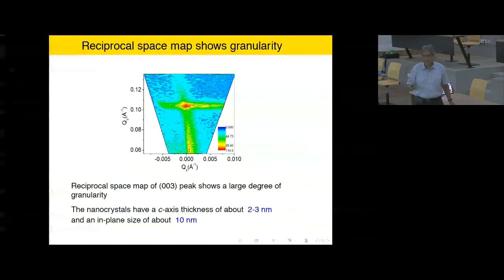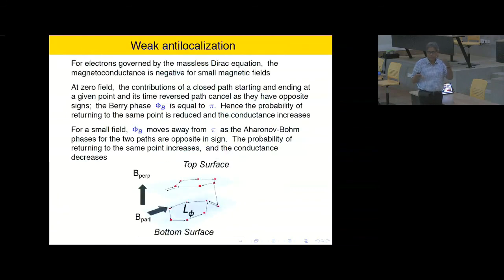Now, the main observations are about the magnetoconductance of this system. To appreciate that, particularly for the students, let me just say a few words about weak antilocalization. It's known that electrons governed by the standard non-relativistic Schrodinger equation show positive magnetoconductance. That's weak localization. But for electrons governed by the massless Dirac equation, which happens to be the case at surfaces of topological insulators, magnetoconductance is negative for small magnetic fields.